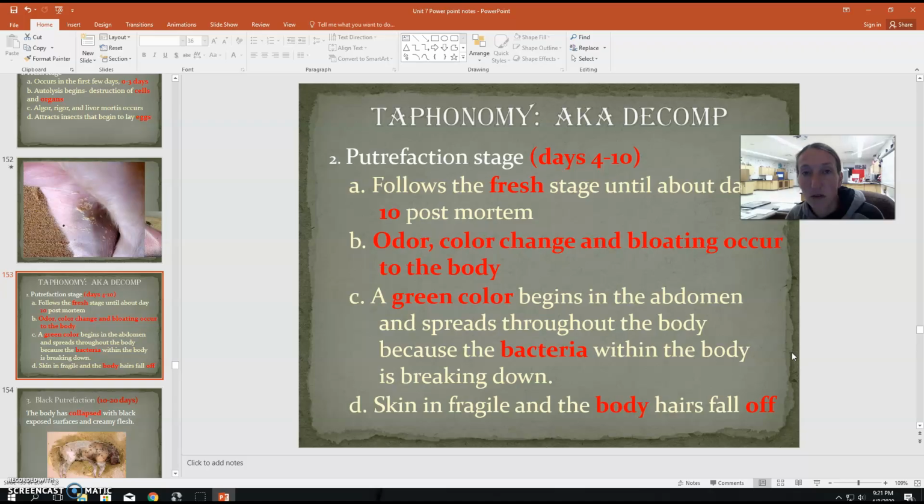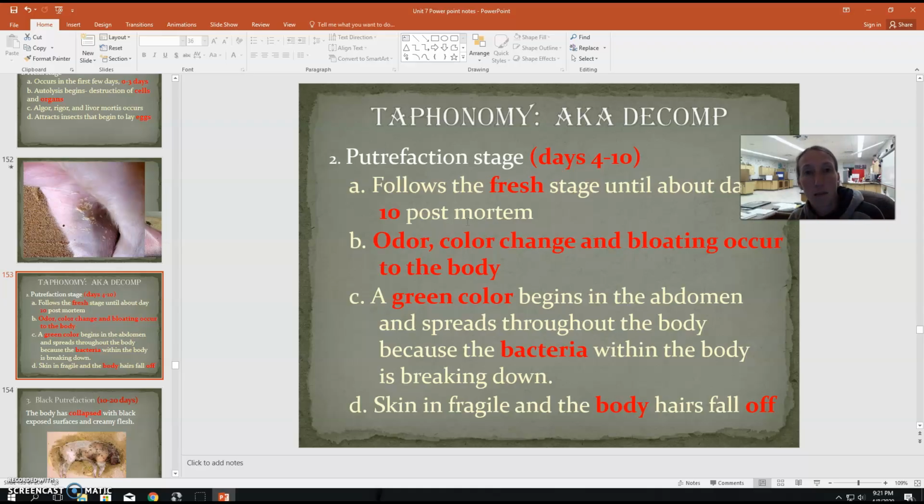All right, stage 2 is called putrefaction. Now, how I remember putrefaction is it's pukey. And whenever it's pukey, you get big and bloated and green coloration. There's a really stinky smell. So putrefaction, okay, it's 4 to 10 days. You get green coloration, you get big and bloated. Now, the biggest thing here is that bloating. That's what I would focus in on, is the green coloration and the bloating.